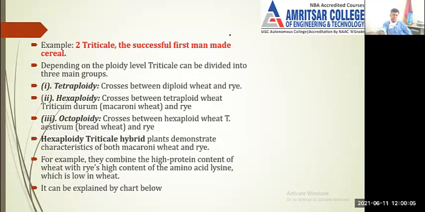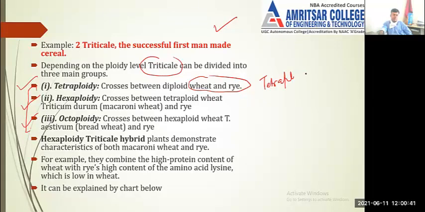Triticale is wheat and rye, the first man-made cereal, and it has a very interesting story. Triticale are of the following types: tetraploid, hexaploid, octaploid. Octaploid means diploid wheat and rye. Hexaploid means tetraploid wheat and rye. Tetraploid means diploid wheat and rye.